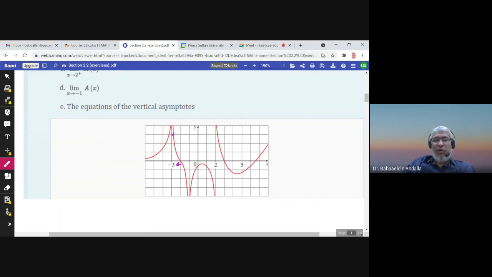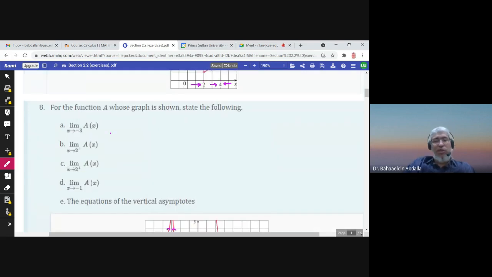The function is going up to infinity. If we approach -3 from the left, the function is also going up to infinity. So the limit from the right equals the limit from the left, equals infinity. So we write that the limit is infinity.